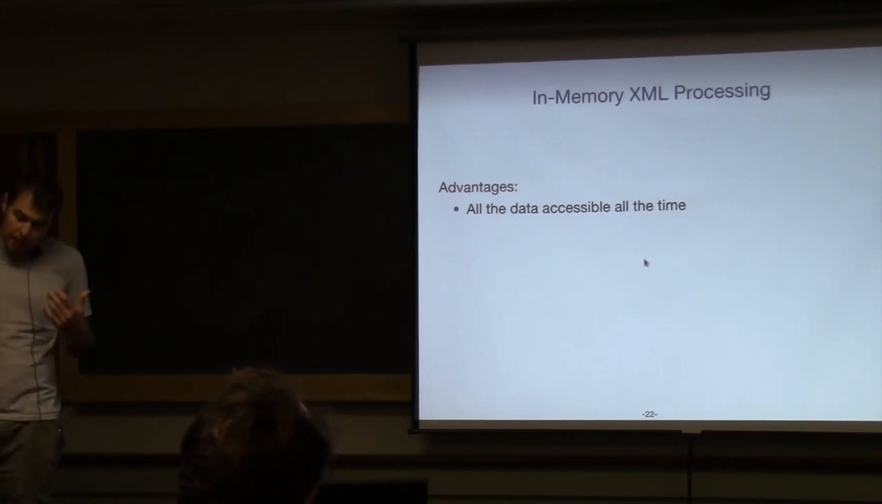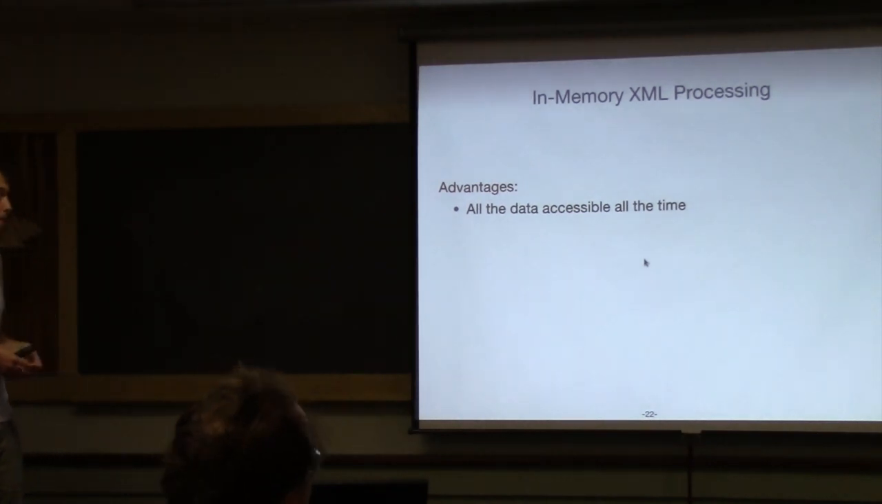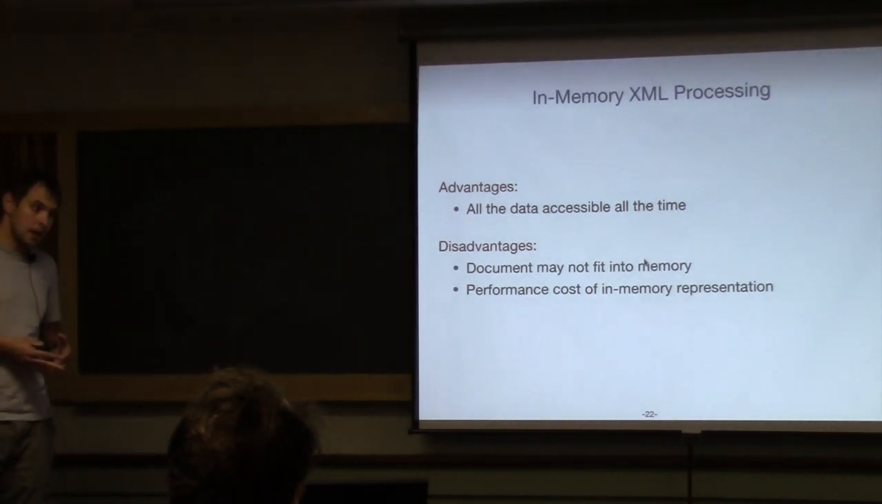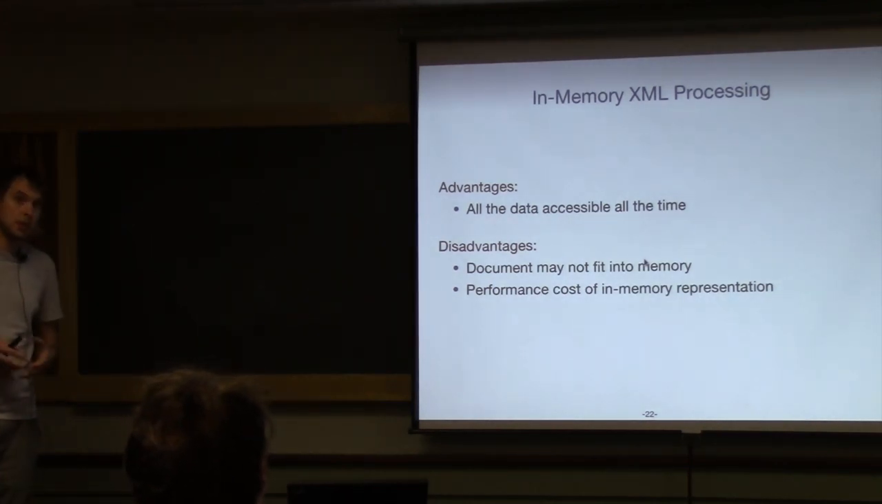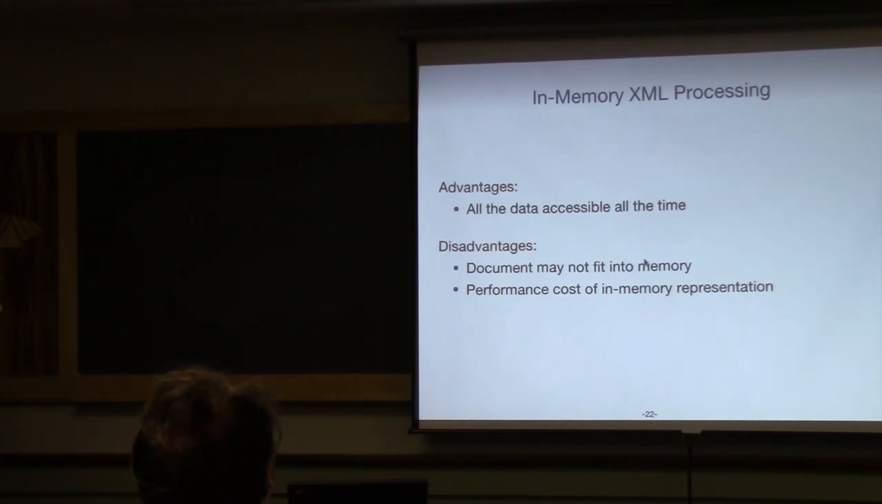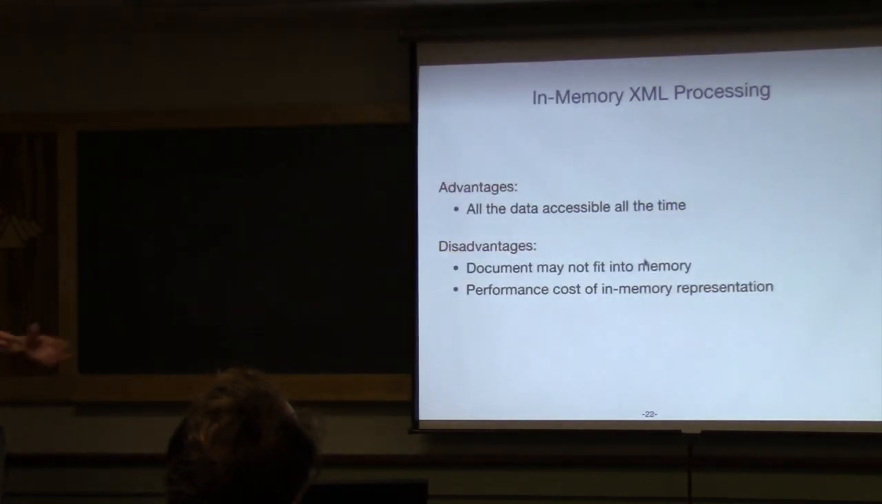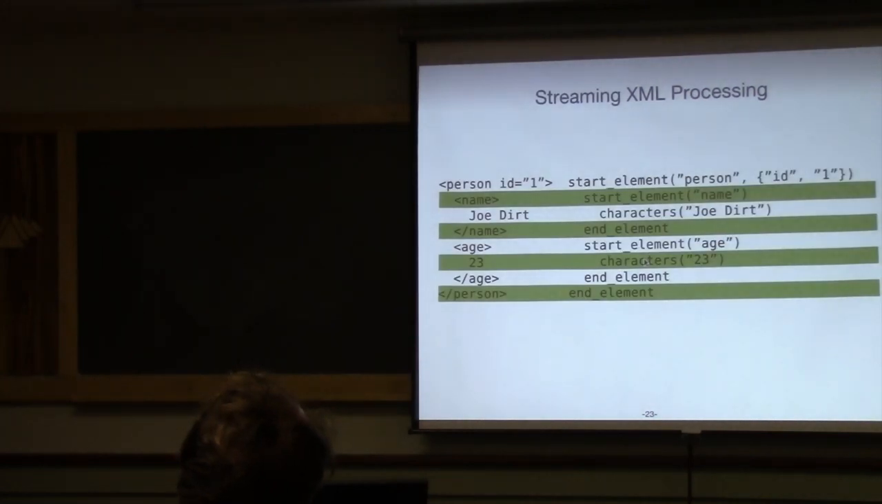The main advantage of the in-memory model is that all the data is accessible all the time. This is also the source of its main disadvantage when it comes to handling large XML documents. The in-memory representation may consume too much memory or not even fit in memory at all. Plus, there's a performance cost for building this in-memory representation. So the alternative model, any questions about this? If you have any questions, then feel free to interrupt. Yeah, I'm sure most of you know most of this.